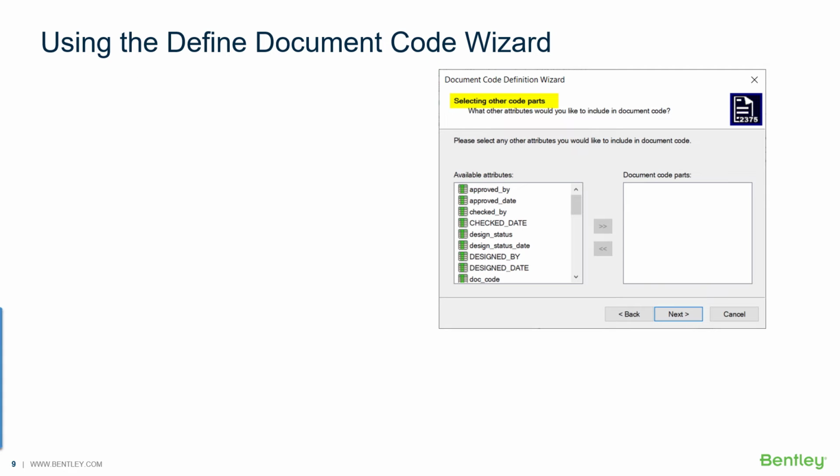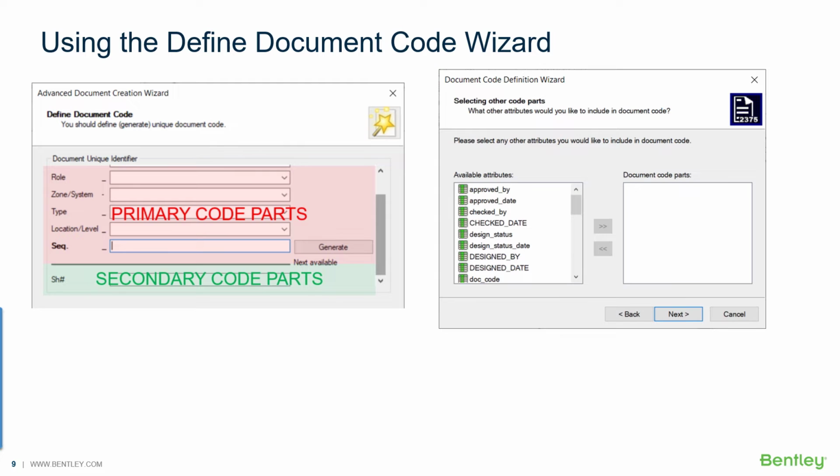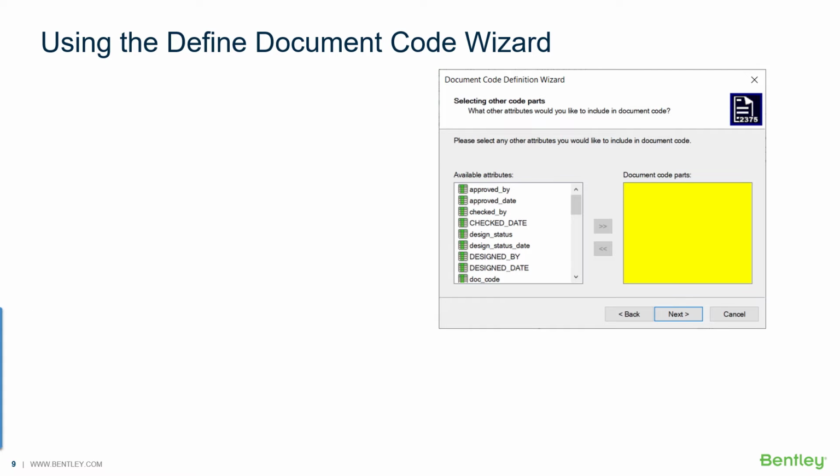The next dialog, select other code parts, is requesting any additional attributes that will make up the document code, but these code parts will not be used in generating the serial number. If no serial number was chosen earlier, this would be the next dialog presented. Understand that attributes selected in this dialog will be primary code parts. In a later dialog, additional non-required parts can be defined. For this course, no additional code parts will be added.